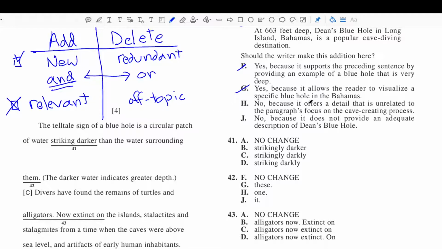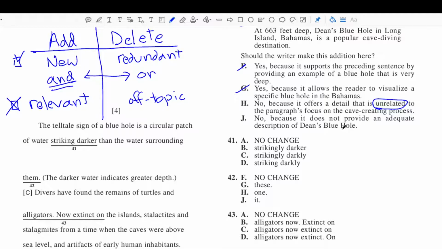Let's read H. No, because it offers a detail that is unrelated. Okay, that's the keyword there, unrelated, to the paragraph's focus. I know it's going to be H because unrelated, they really just mean not relevant. It's off topic. No, because it does not provide an adequate description of Dean's Blue Hole.